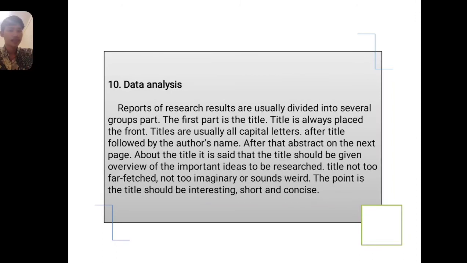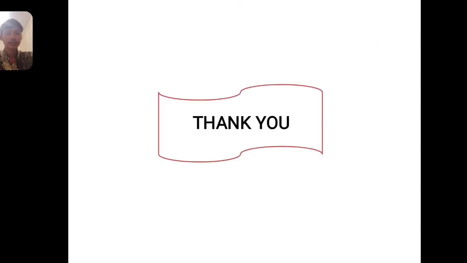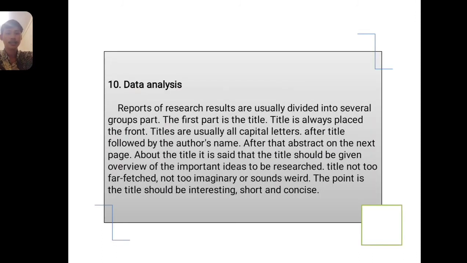And the last step is the report. Report of research results are usually divided into several parts. The first part is the title. The title is always placed at the front. The title is usually all capital letters. After the title is followed by the author names. After that, the abstract.